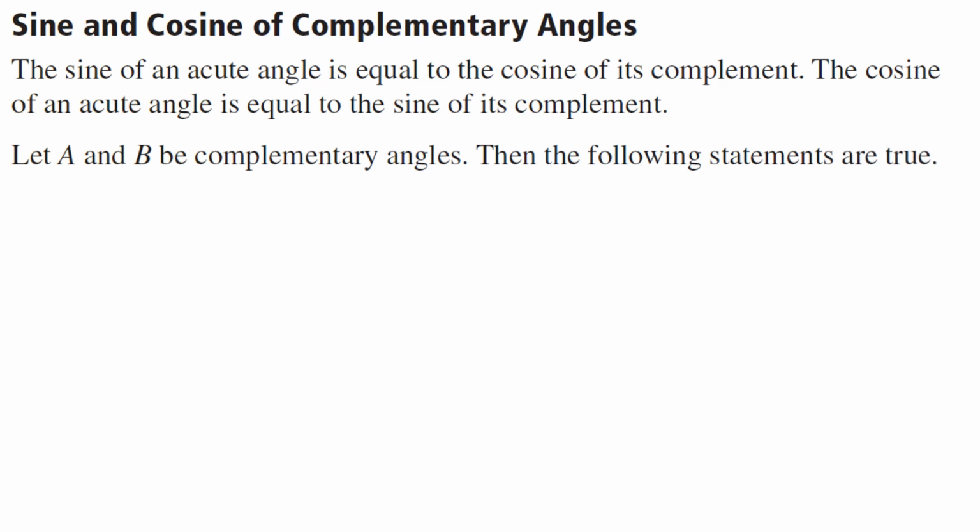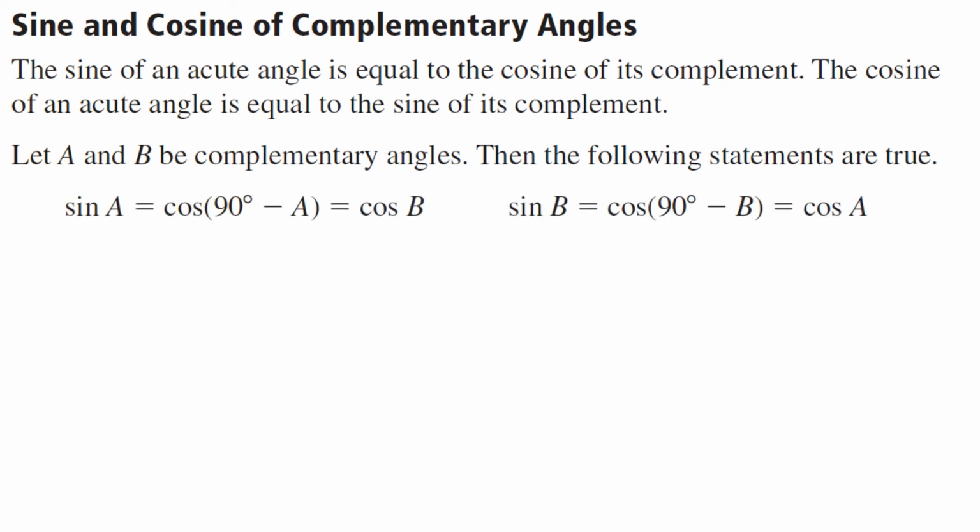So if we've got a triangle, usually we just call it triangle ABC. If C is the right angle, that means A and B will be the complementary angles. And so if I start out with sine, I know that the cosine of the complementary angle will have the same value. So sine of A has to be equal to cosine of B. Or if I start with sine of B, that has to be equal to cosine of A.